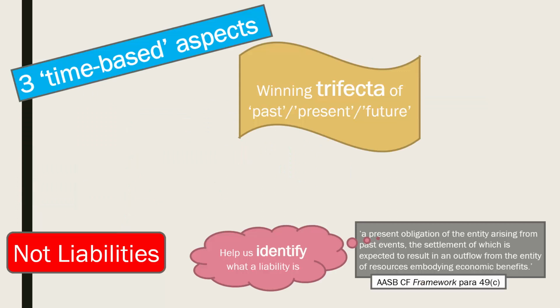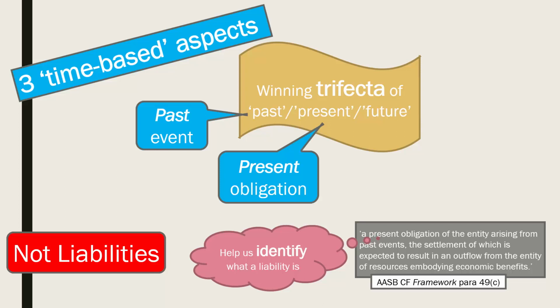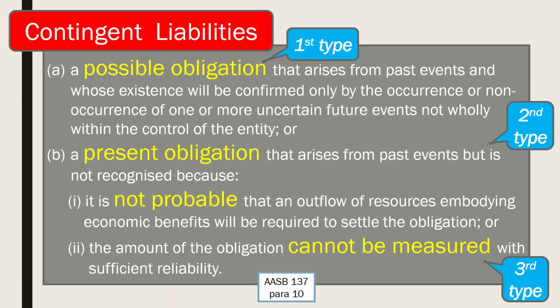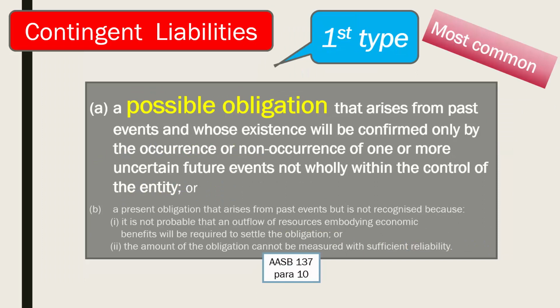To be a liability, an aspect of a business needs to win the 3 time-based trifecta: past event, present obligation, and future outflow. There are 3 types of contingent liabilities, one of which is very rare in practice. The first type of contingent liability is probably the most common.